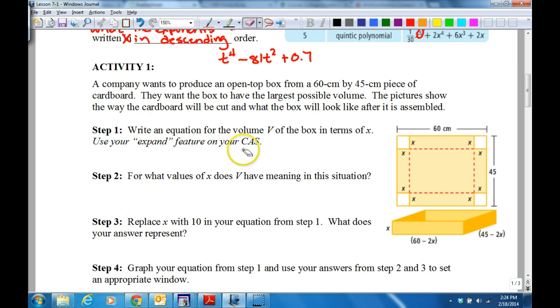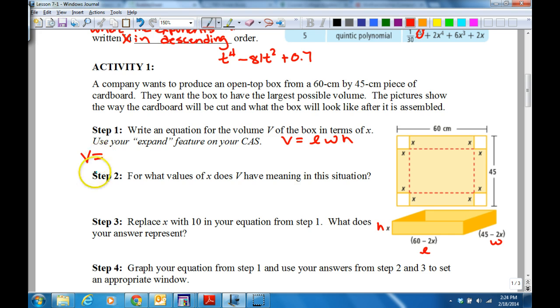Use your expand feature on your calculator. Well, we don't even have to do that. I'm going to show you. So, first of all, how do we find volume? Length times width times height, right? Okay. So based on that, what is my length, my width, and my height on here? Your length, okay? And this is my width. Width is 45. Okay, so let's write this out.